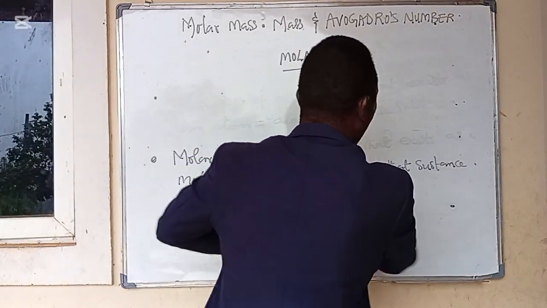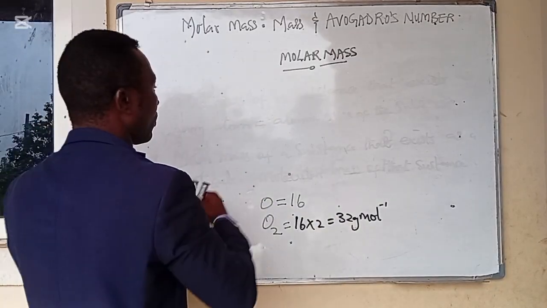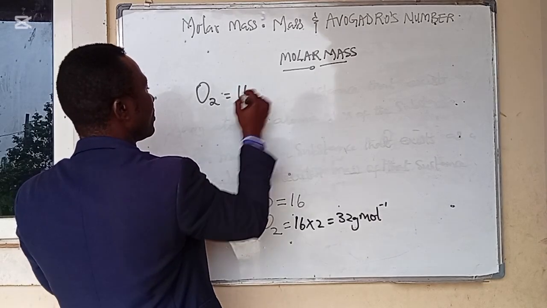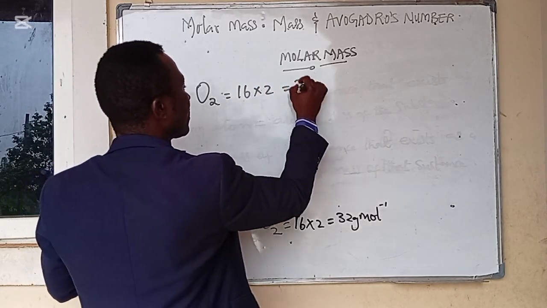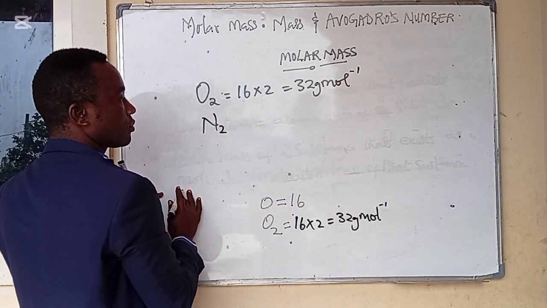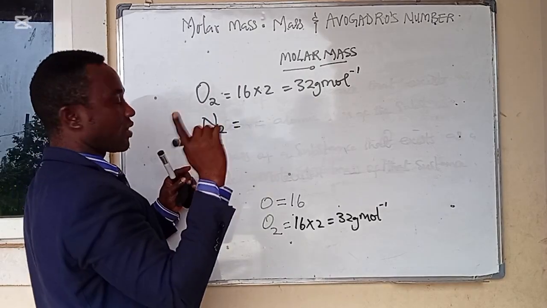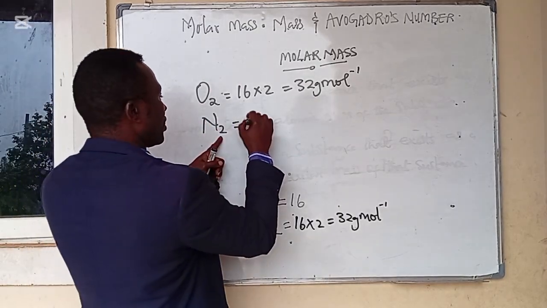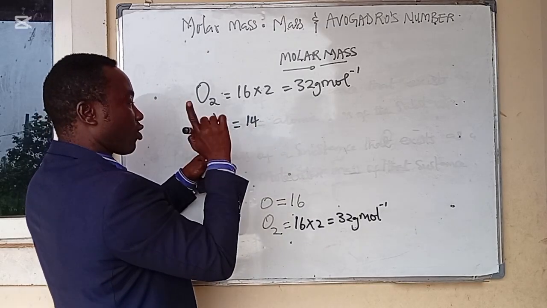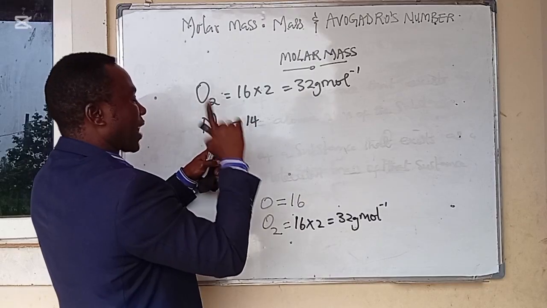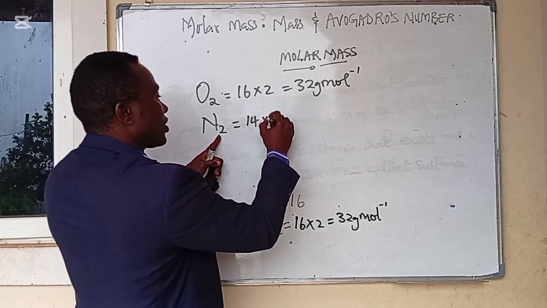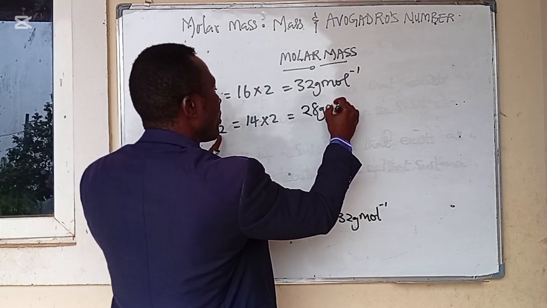Now, what are some atoms that exist as a molecule? We have seen one, which is oxygen, O2. The molar mass will be 16, the mass of one atom, times 2, which is 32 gram per mole. What is the molar mass of nitrogen? The mass of one atom of nitrogen is 14. So the molar mass will not be 14, which is the atomic mass. The molar mass will be 14 times the number of atoms that make the molecule, which is 2. So that is 28 gram per mole.